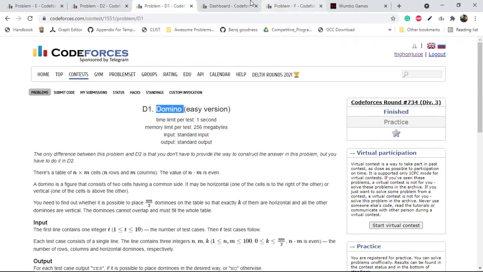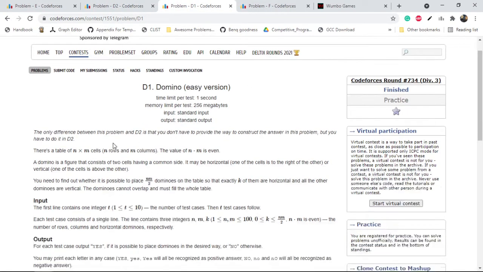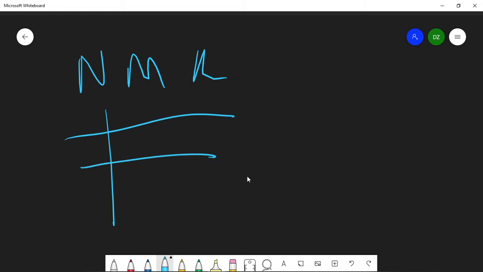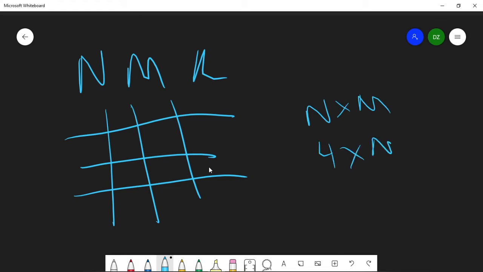I'll explain why. But basically, you're given three numbers, N, M, and K. N and M stand for the number of rows, which is N, and the number of columns, which is M. So this is a 4x4 grid. N and M stand for the grid, and K, I'll explain this.